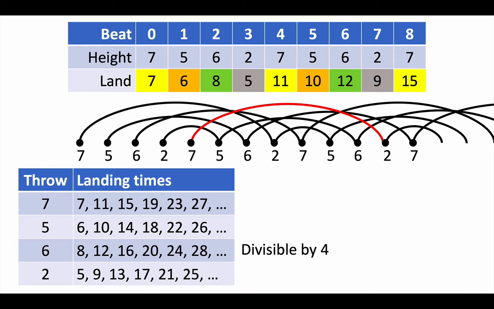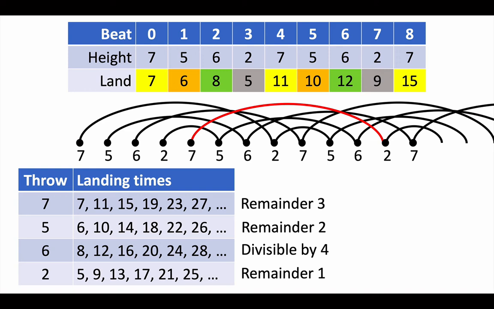Landing times corresponding to throws of height 2 are 5, 9, 13, 17, and so forth. If we divide each of those by 4, we get a remainder of 1. There's this consistency. The landing time for throws of height 5 all have a remainder of 2 when we divide by 4, and the landing times for throws of height 7 all have a remainder of 3.